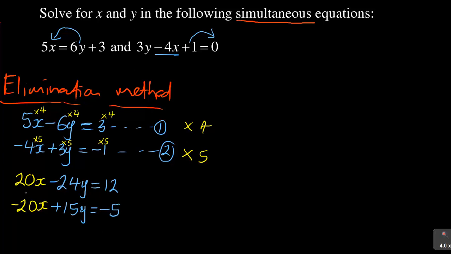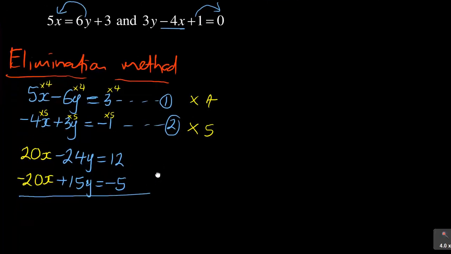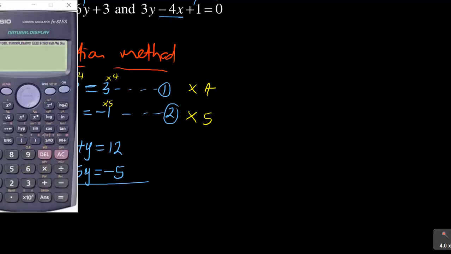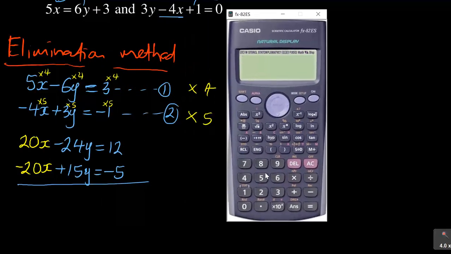Now, you see something interesting: you have got 20x and minus 20x. The aim was to make the coefficient of x on the first equation similar to the coefficient of x on the second equation. Don't worry about the signs, but you can see that there is a 20x in the first and the second equation. After that, you have to rule off, and if you use your calculator, you can see that 20x minus 20x gives me a 0.